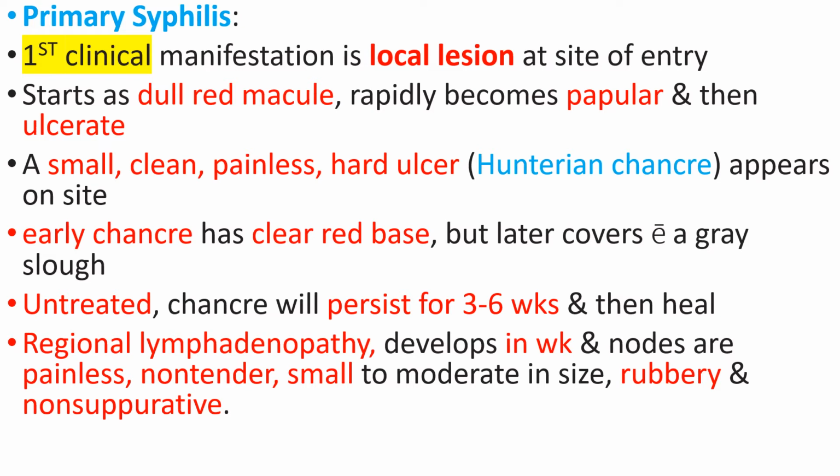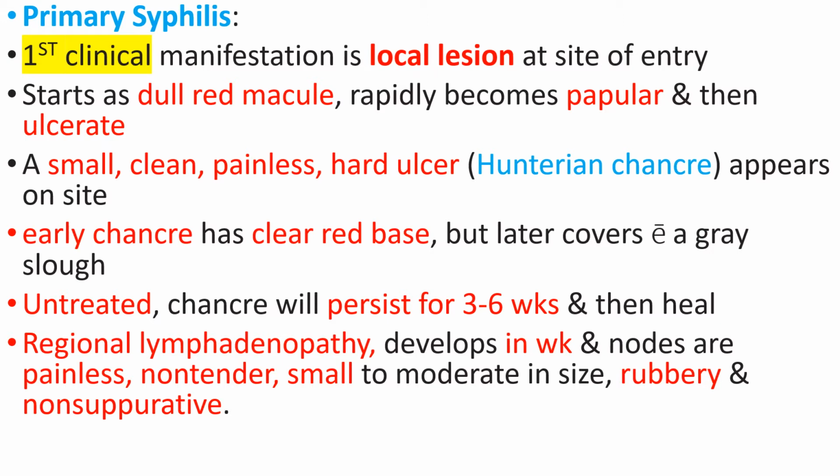Primary syphilis. The first clinical manifestation is a local lesion at the site of entry. It starts as a dull red macule, rapidly becomes papular, and then ulcerates. A small, clean, painless, hard ulcer, the Hunterian chancre, appears on the site. The early chancre has a clear red base, but later is covered with a gray slough. An untreated chancre will persist for not more than 6 weeks and then heal.